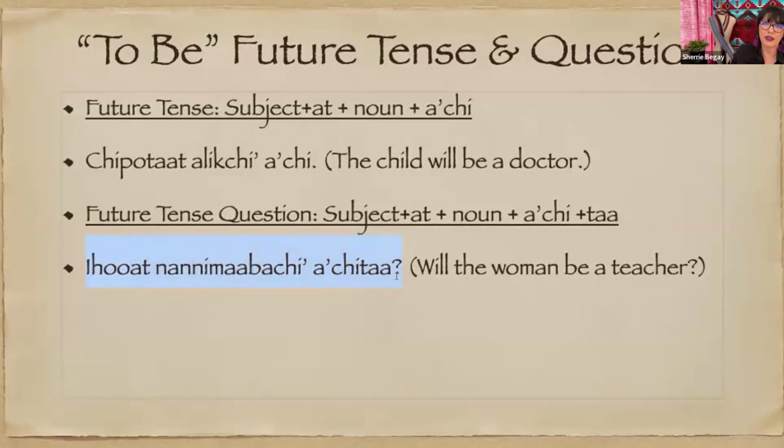You'll notice something interesting also. When you ask a question in Chickasaw, it is also another difference between English and Chickasaw. In English, when you ask a question, the pitch goes up at the end, like, do you want to go out for coffee? But in Chickasaw, the pitch goes down on a question. So for the example I just gave, ihoat nanim abachi achita. The pitch goes down at the end, and that is how you know it's a Chickasaw question, plus the ending ta or tom is what's making it a question.